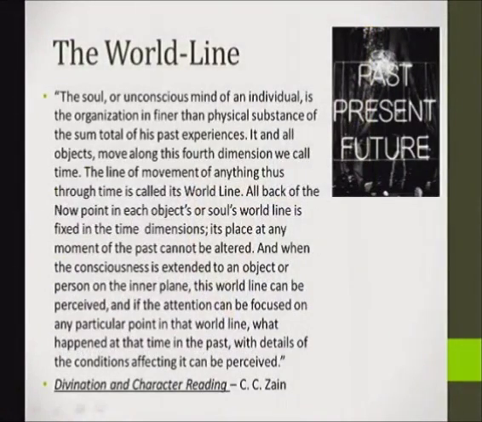All right, Zain says, the soul or unconscious mind of an individual is the organization, finer than physical substance, of the sum total of his past experiences. It and all objects move along this fourth dimension we call time. The line of movement of anything thus through time is called its world line. All back of the now point in each object's or soul's world line is fixed in the time dimensions. Its place at any moment of the past cannot be altered.